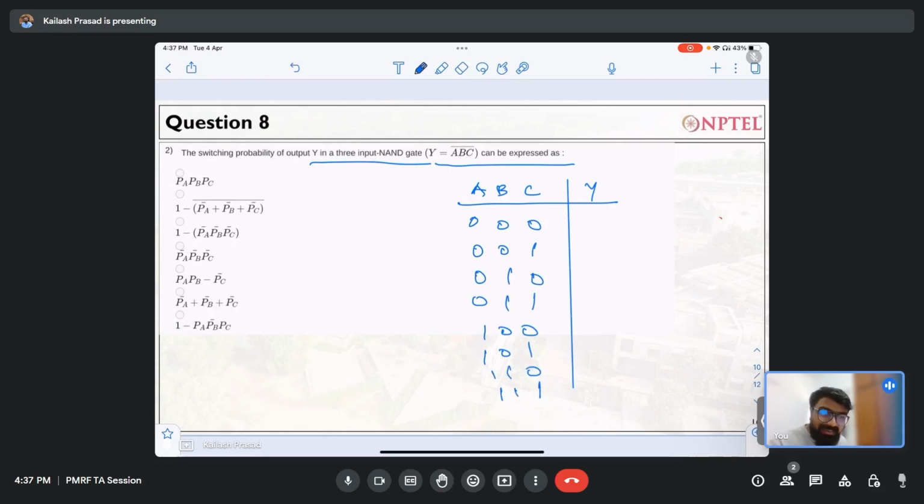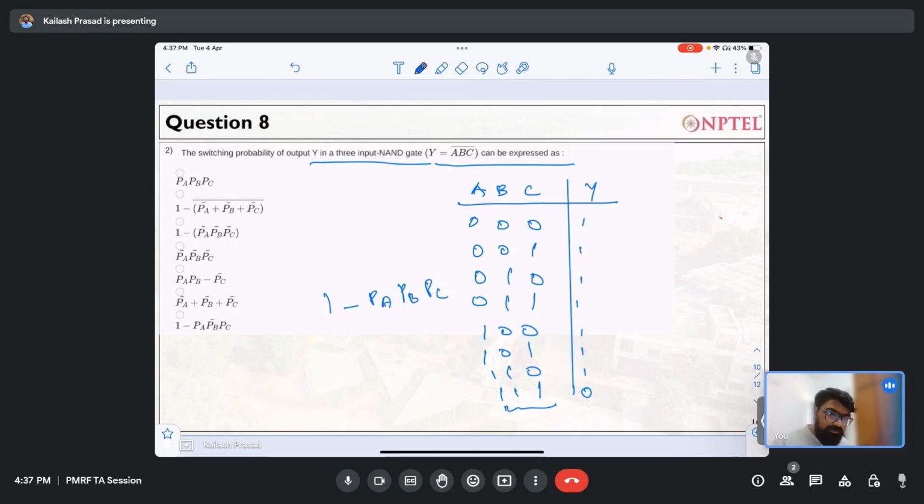And this is a NAND gate, so it is the opposite of the AND gate. So for all the cases, it will be 1, right? And for only one case, it will be 0. If I calculate the probability, for all the cases it is 1, and there is only one case where it is 0, so it will be 1 minus whatever the probability of this is. This will be all ones, so it is 1 minus PA, PB, and PC, right?